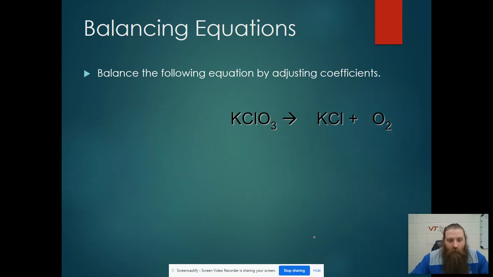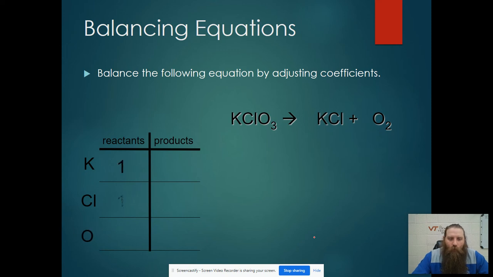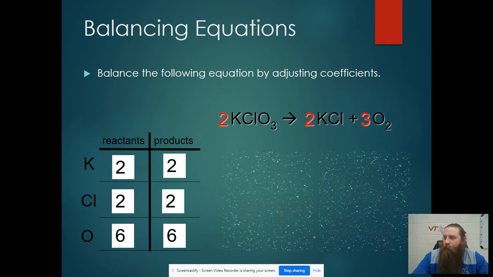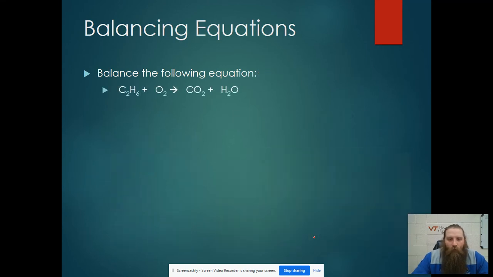Now, let's see what happens if we do it the organized way. We have K, Cl, and O. 1, 1, and 3. 1, 1, and 2. 2s and 3s there. Just like that. There we go. And there we go. Happy times.